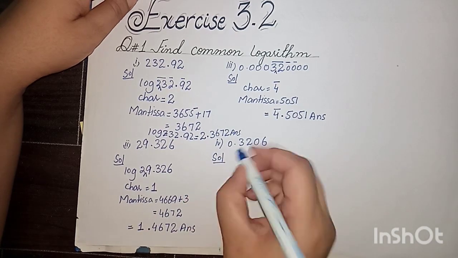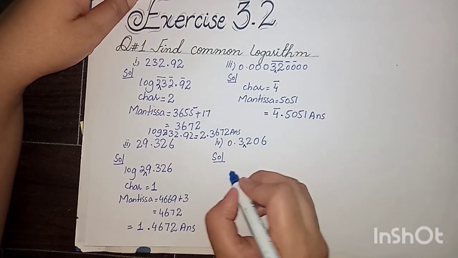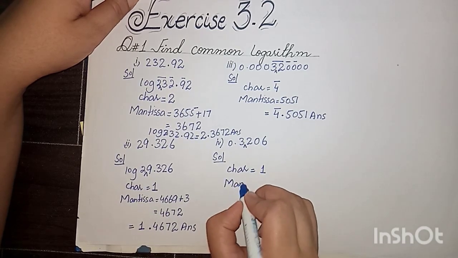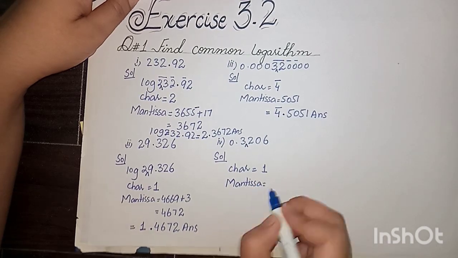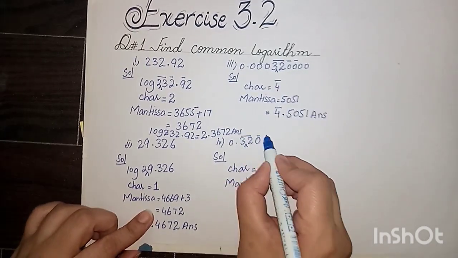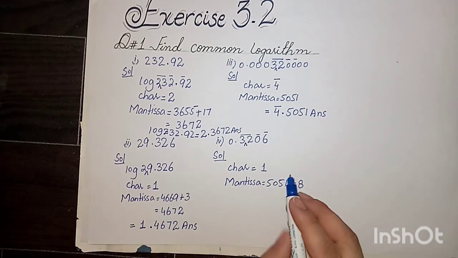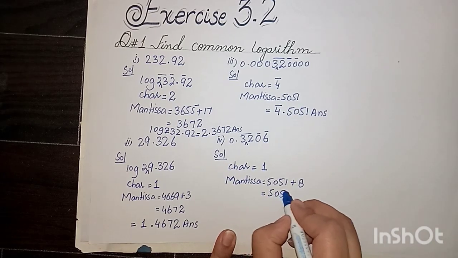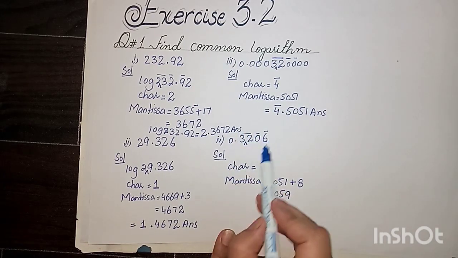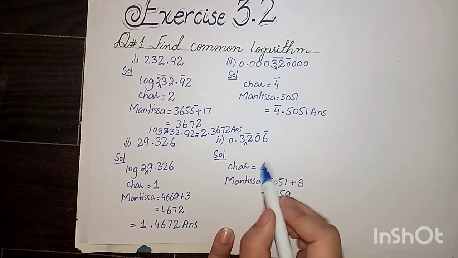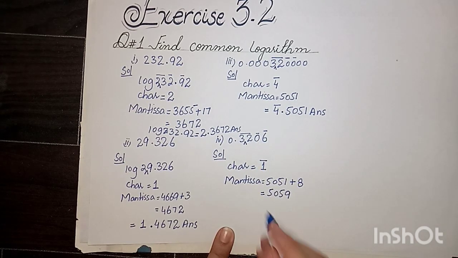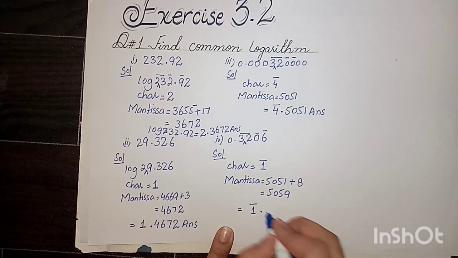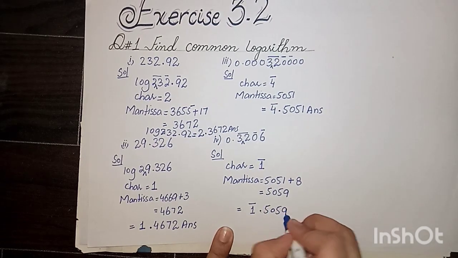Now my fourth part. The characteristic for the reference point is equal to 1, and for the mantissa we will check 32 in 0 and then 6. After checking, this is 5051 plus 8. After adding, this is equal to 5059, and this number is less than 1, so we will write a negative sign with its characteristic. So my answer is equal to minus 1.5059.